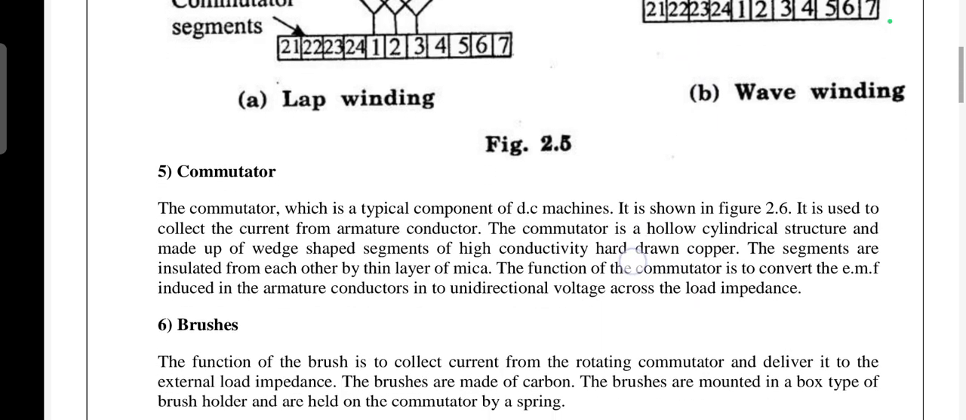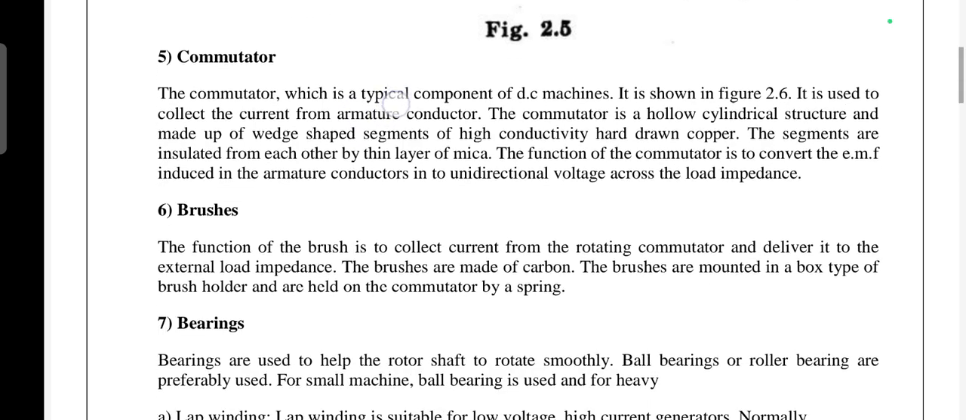The next one is the commutator. The commutator is a typical component of DC machines which is used to collect the current from the armature conductors, and it is a hollow cylindrical structure made up of high conductivity hard drawn copper. The segments are insulated from each other by a thin layer of mica, and it is used to convert the EMF induced in the armature conductors to unidirectional voltage across the load impedance.